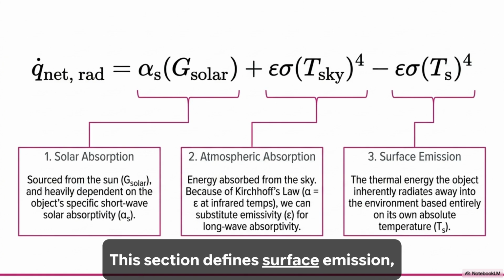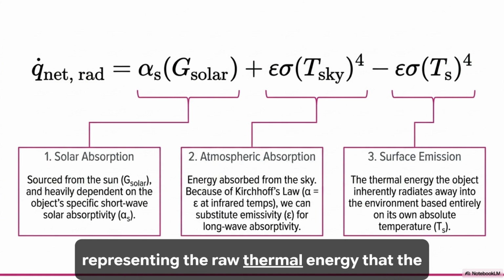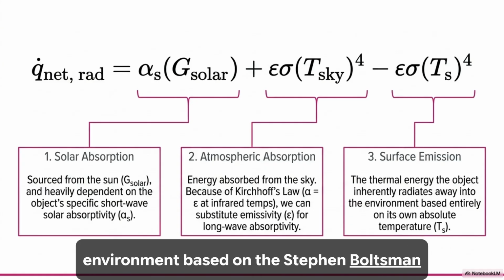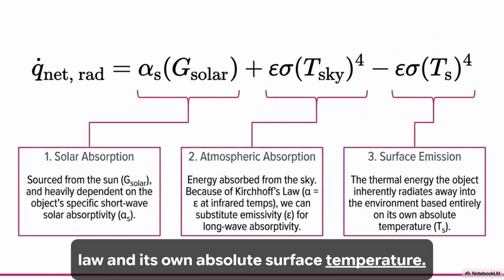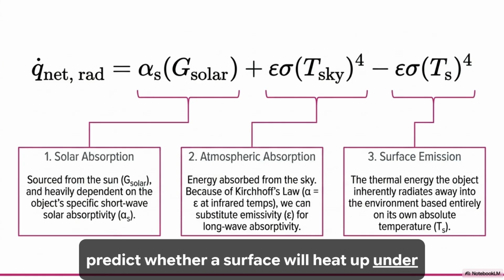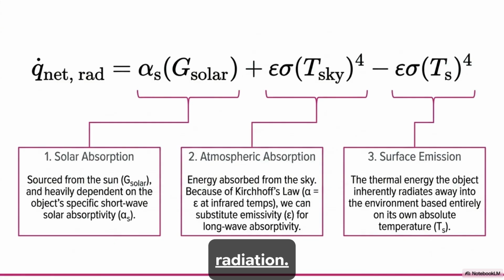Finally, bracket number 3 points to the final subtracted term on the right. This section defines surface emission, representing the raw thermal energy that the object inherently radiates away into the environment based on the Stefan-Boltzmann law and its own absolute surface temperature. This master equation is what allows you to predict whether a surface will heat up under the noon sun or cool down via night sky radiation.